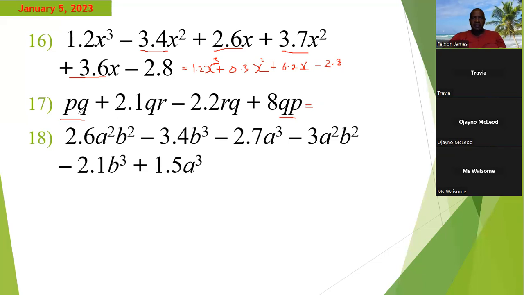Yes, sir. So add those, what do you get? 9PQ. All right. So you have 9PQ. Yes, sir. And you label it according to the alphabet. Yes, sir. Right. Very good, Miss Raysom. So you have 9PQ.